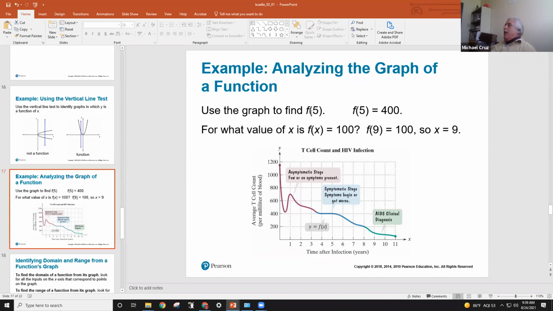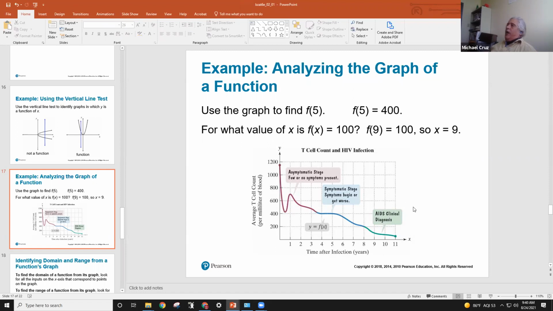All right, it says use the graph to find f of 5. Now remember, what's going in is the x value. All right. So here's x equal to 5 along that way. See, they even label it as x there. So if we go over to 5 and then go up until we hit the line, we'll see that it's right on this 400 line. So we can say that f of 5 is equal to 400. All right, f of 5 is equal to 400. In other words, the horizontal value is x = 5 and the vertical value is 400.